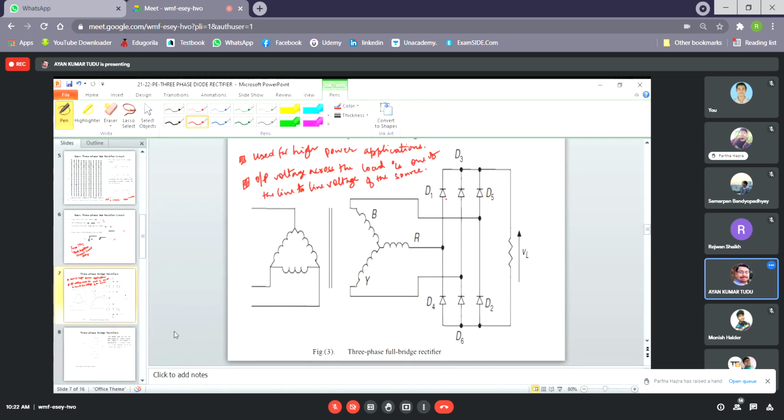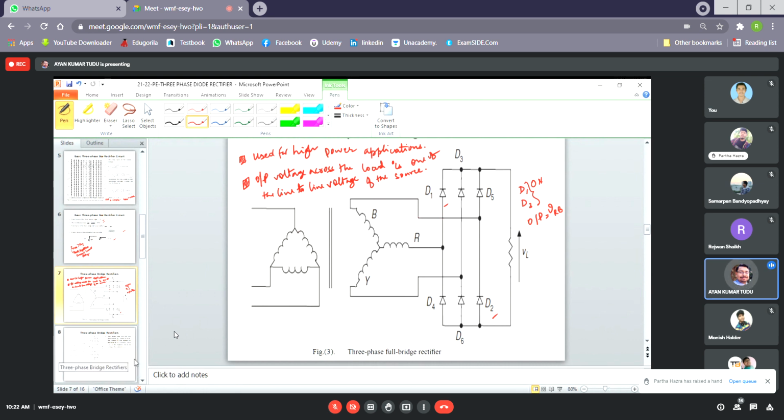So when D1 and D2 are on, as you can see, what would the output voltage be? When D1 and D2 are on, the output voltage would be VRB. So what we are saying is that the output voltage across the load is one of the line to line voltages of the source. I think that can be understood from this particular figure.